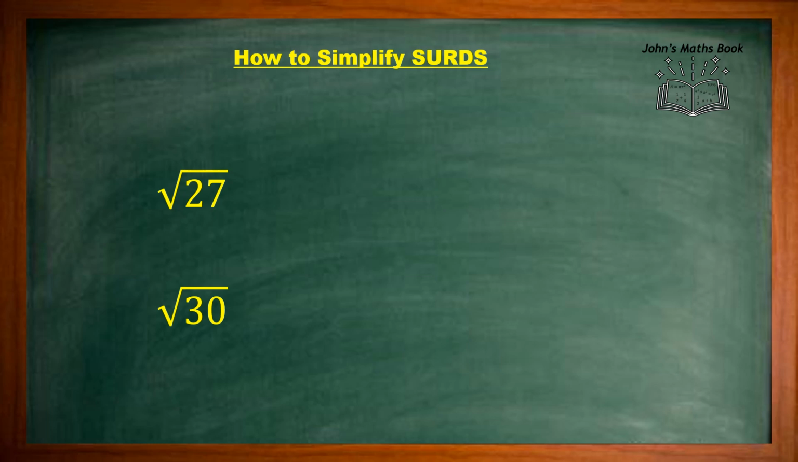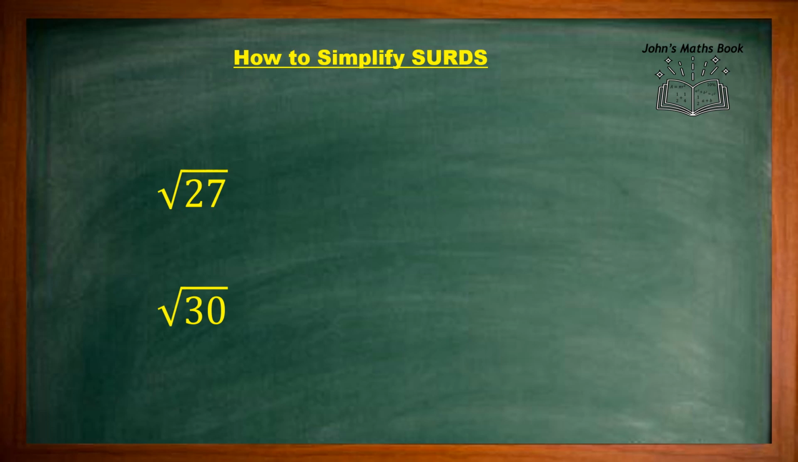This video is going to build on previous videos and demonstrate how to simplify surds. We know that a surd is the irrational root of a rational number, and for accuracy is sometimes best left as a root rather than writing it as an irrational number, which will be an approximation and not accurate.